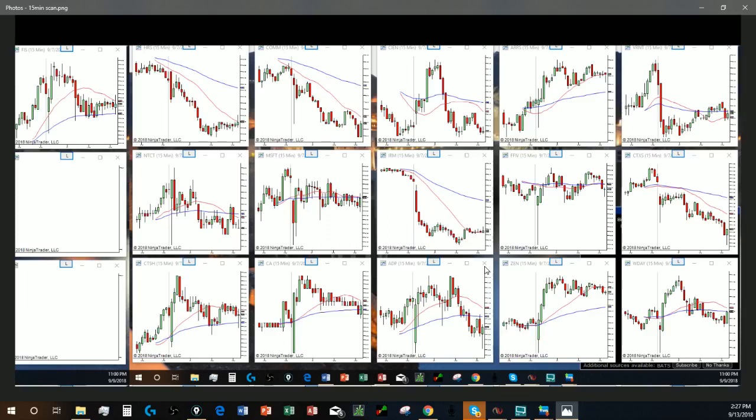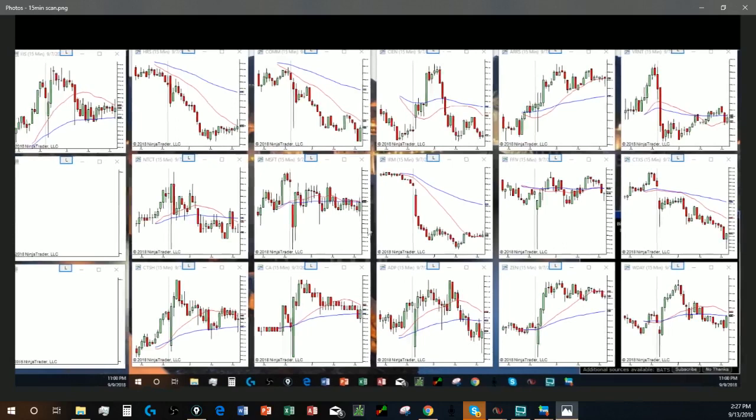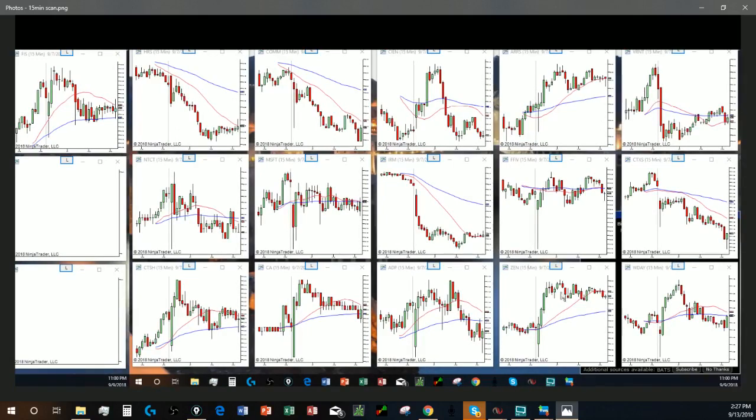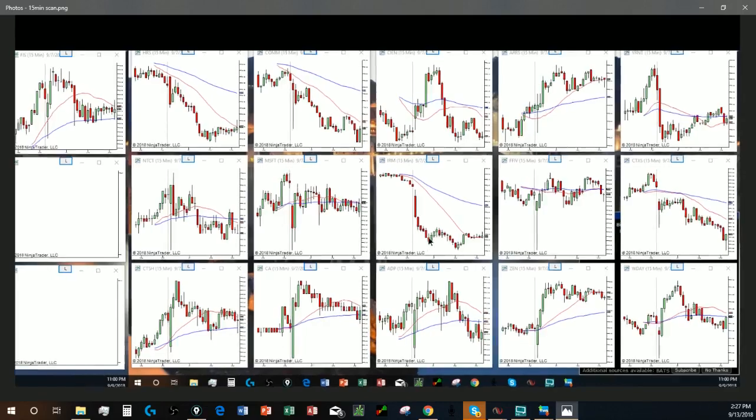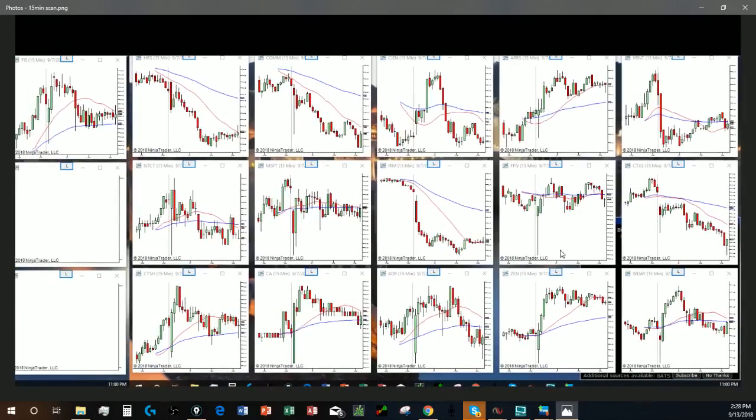And as I'm looking at those, I took this picture, I believe, yesterday. So this isn't today's. I'm pretty sure it was yesterday, right? So this isn't live or anything. This is just a picture I took for the scanning video, and what I'm looking for is the patterns that I'm familiar with, but I'm also looking for inherently weak stocks in the sector, right?